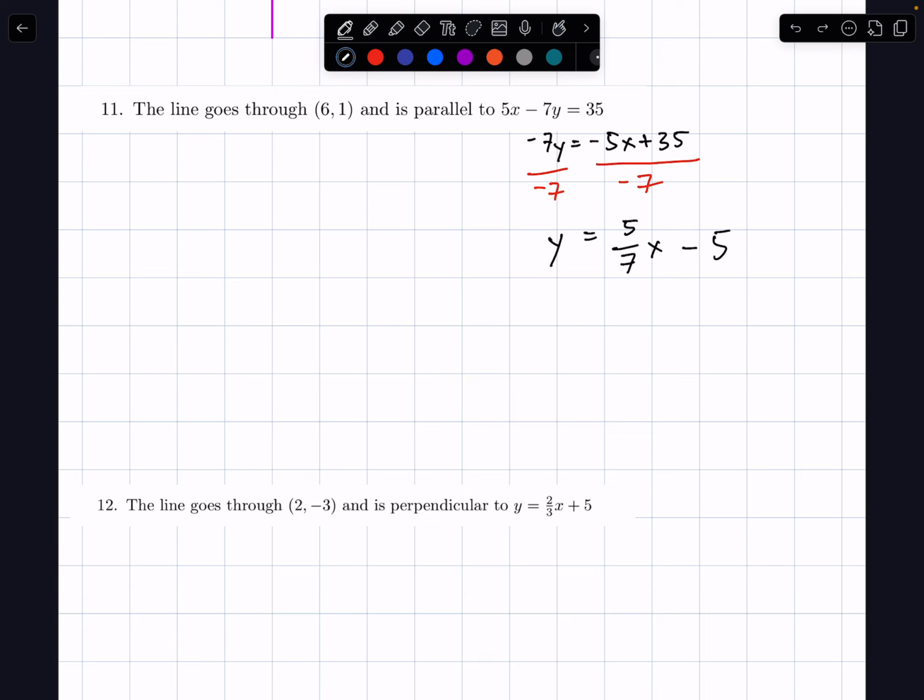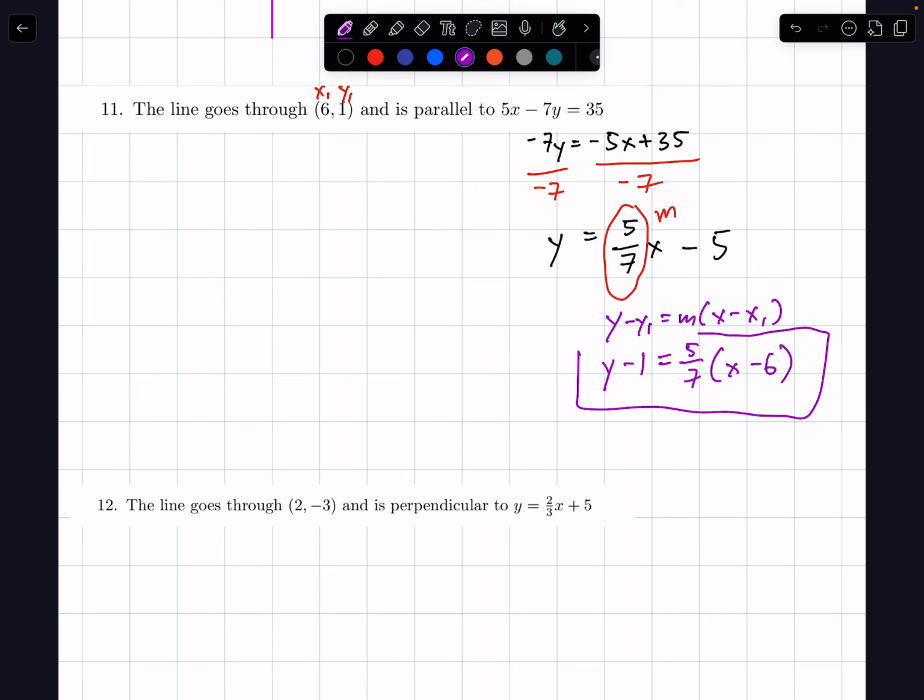So it's parallel to this. That means the whole point of that part is just to figure out what my slope was. And that's my slope right there, the 5/7 portion. Here's my x1, y1. So now I can plug it into my point slope form. y minus y1 is m times x minus x1. That's y minus 1 is 5/7 times x minus 6. So that's the equation of my line.